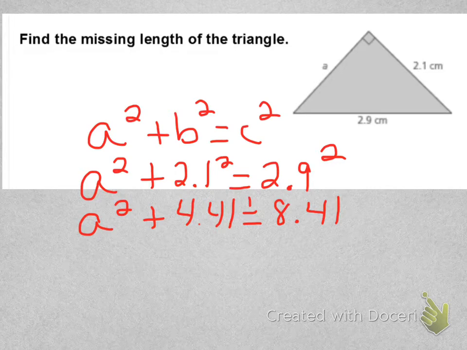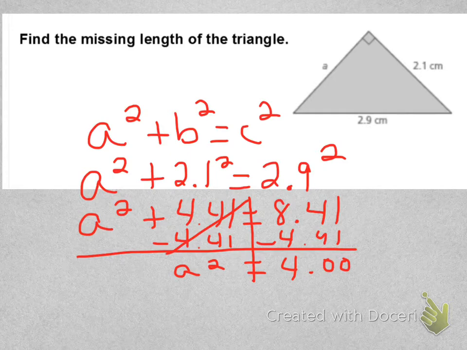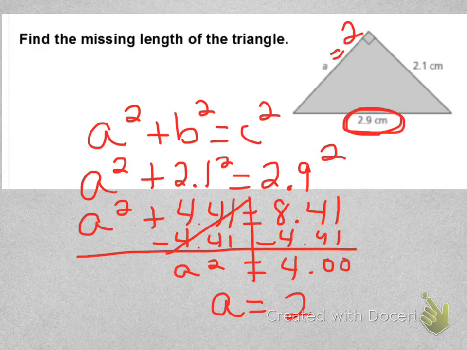Now I have a little equation I need to solve. So I'm going to subtract 4.41, subtract 4.41. So now I have a squared equals 4, and the square root of 4 is 2. So my missing leg is 2. Let's see if that makes sense. My hypotenuse is my longest side, so 2.9 is my longest side. So I know a should be lower than 2.9, and it is.